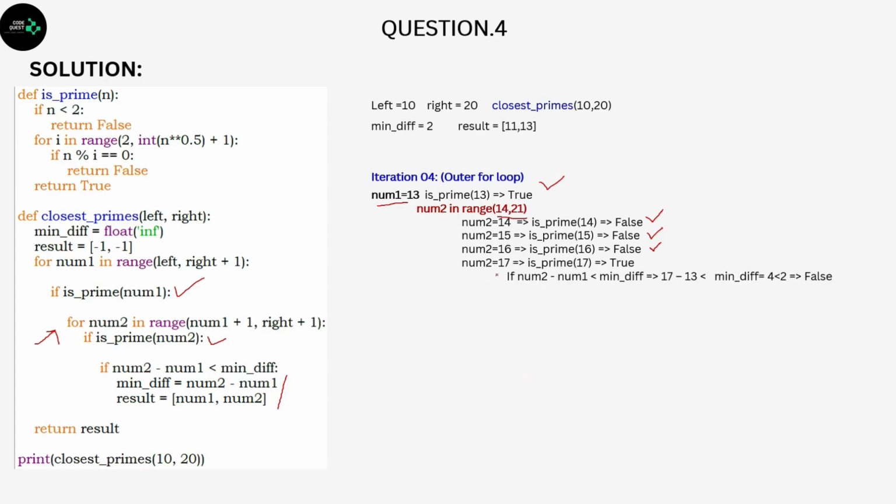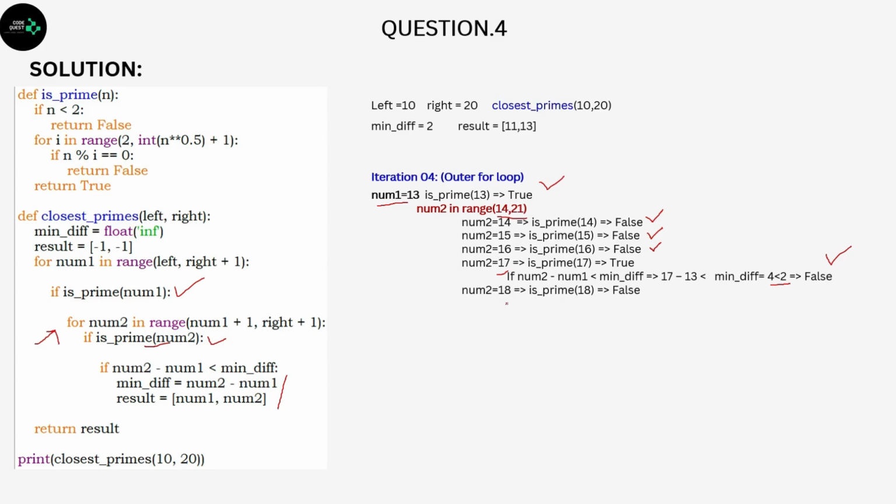Now when num2 becomes 17, 17 is a prime number. So now I will be checking num2 minus num1. What is num2 as of now? 17. What is num1? 13. So 17 minus 13 is how much? 4. Is 4 less than the minimum difference we had earlier, which is 2? 4 less than 2 is false. So no updates are being done to this.